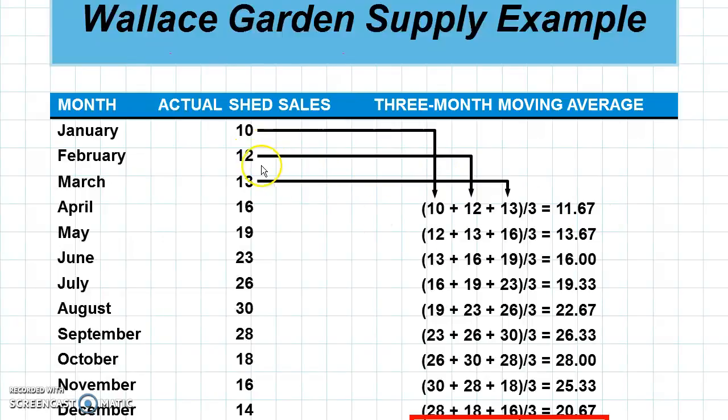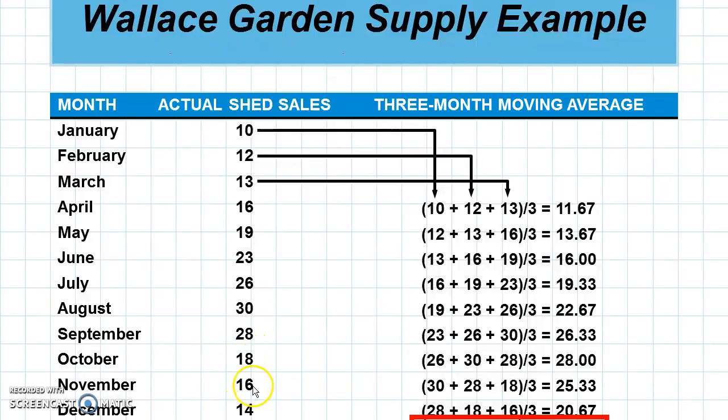We then, for the next one, take our 12, 13, 16. 12, 13, 16 divided by 3 is equal to 13.67. Next one, 19, 23, 26, so on and so forth. We're always taking the last 3 pieces of data to create our forecast over here. And what that ends up giving us is our last projection.